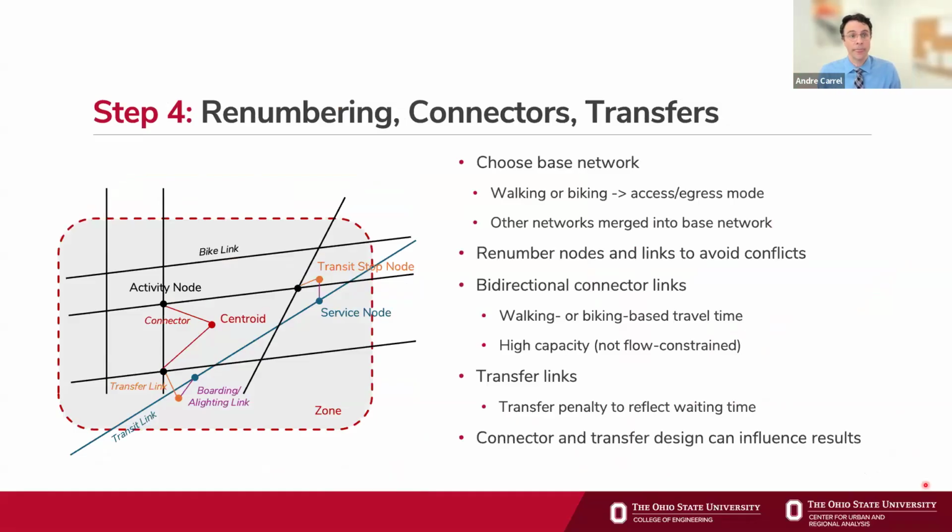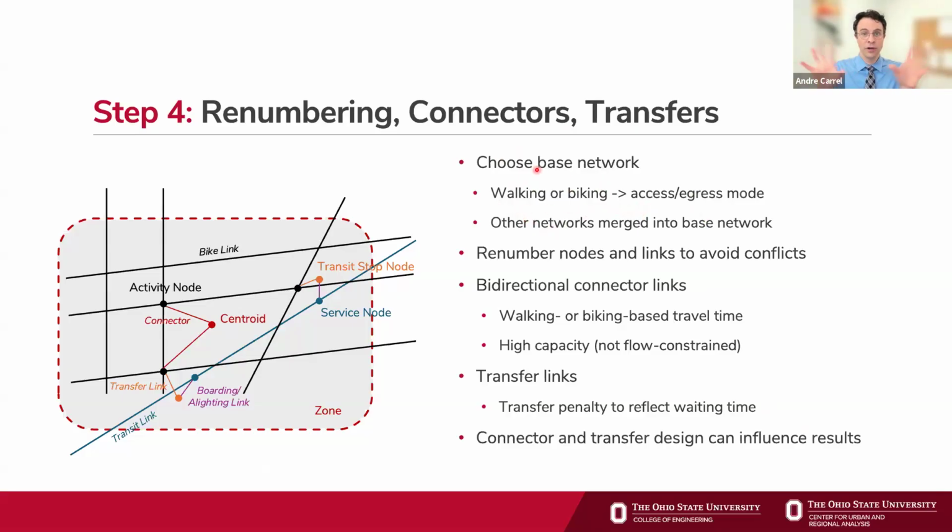Now, step number 4, this is still before the integration. So here we're still working with separate network files for the various modes. It involves the renumbering, the generation of connectors, and the generation of transfer links. So the first thing that we have to do is to choose a base network. Generally, this will be the slowest mode, the mode that serves for access and egress to other modes. So that'll be walking or biking, depending on what you're interested in.